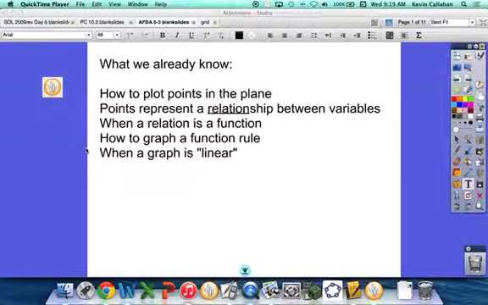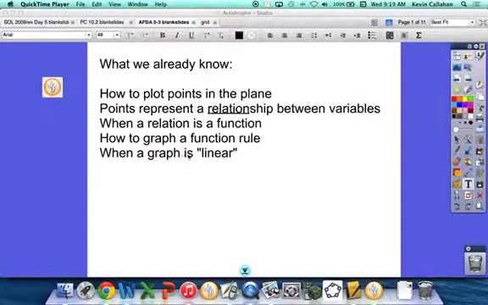Okay, so these are the things that we've already done. When it comes to linear stuff, this is kind of where we got to, right? We know how to plot points, right? We know that the points represent some kind of a relationship between the variables on the axis, right? And sometimes that relationship is called a function, right? We know all about that stuff.